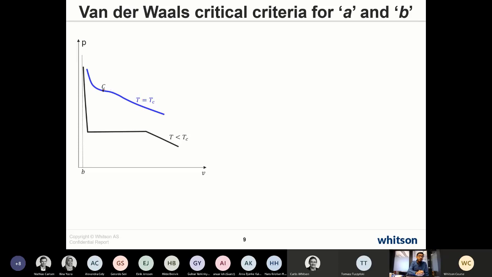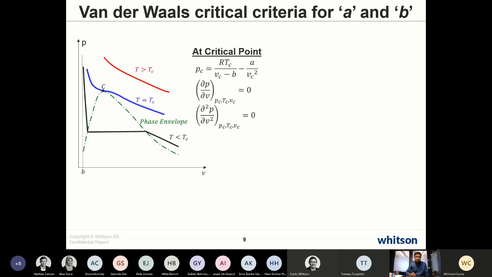there is only one inflection point where we have both the saturated liquid and saturated vapor phase coexist. So that's the critical point we have, and this is the phase envelope, that's this dotted line here. So what do we know about this critical point on this pressure volume diagram, where the temperature is greater than the critical temperature?